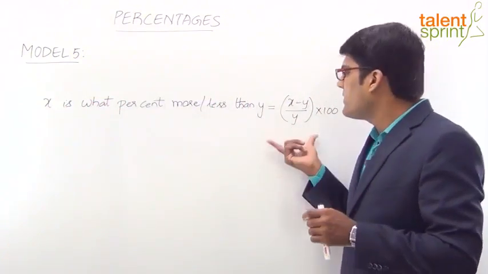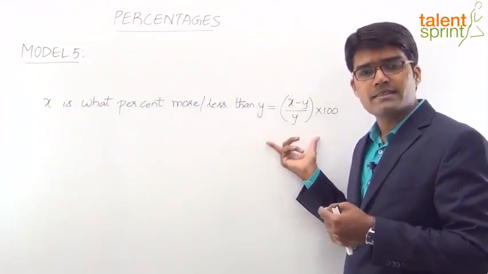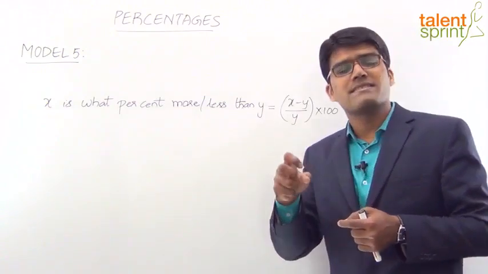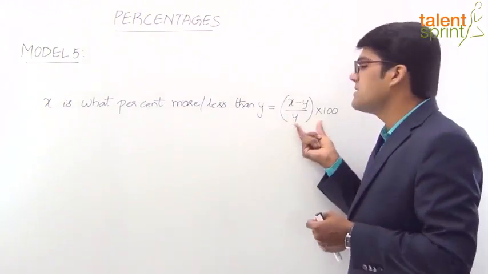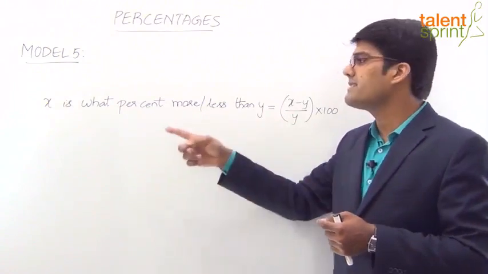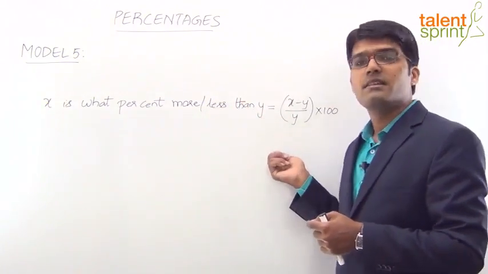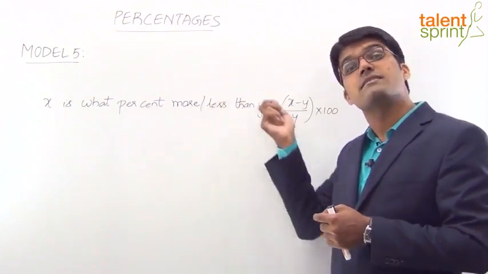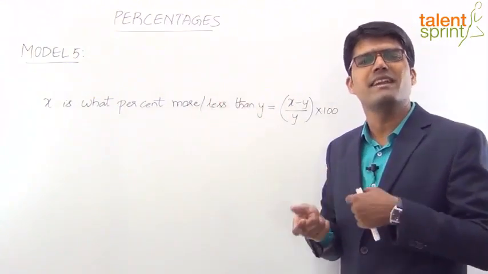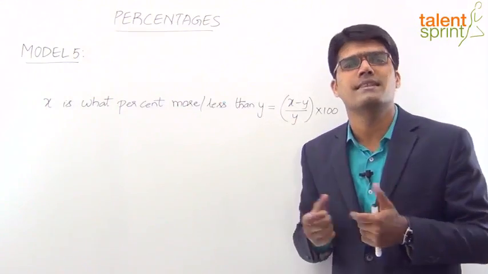So simply, whenever we get a negative answer here, we can understand that x is some percentage less than y. Let's say the calculation here is minus 20%. It indicates x is 20% less than y. And if it is plus 20%, it means x is 20% more than y. So based on the sign there, we can decide whether x is more or less than y.